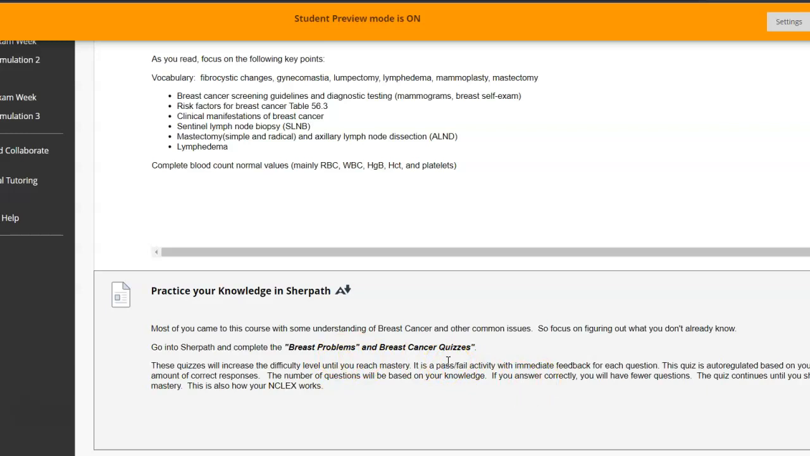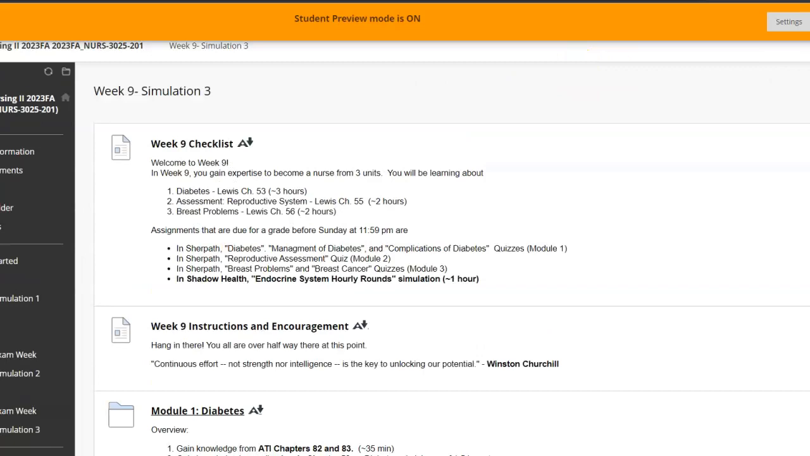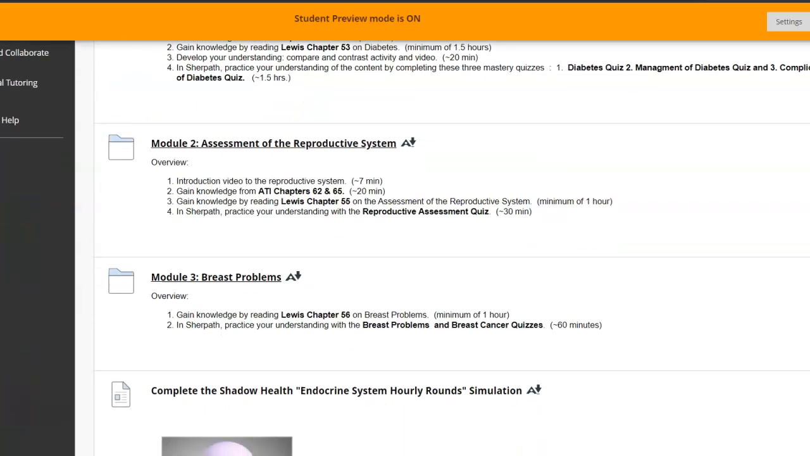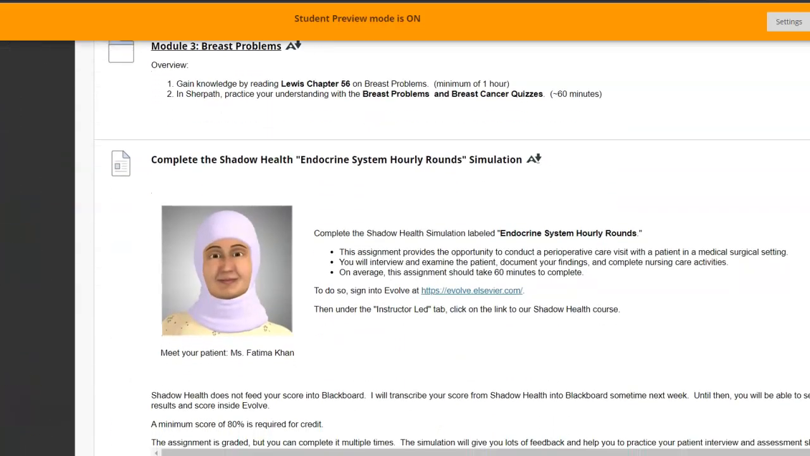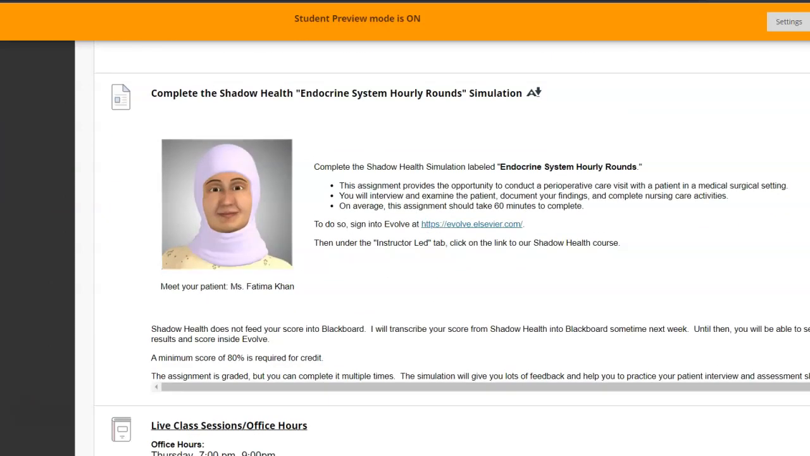So same thing. Please do your reading and your exercises before you do the mastery quizzes because it's based on the number of correct responses. And the final assignment is Shadow Health Endocrine System Hourly Rounds.